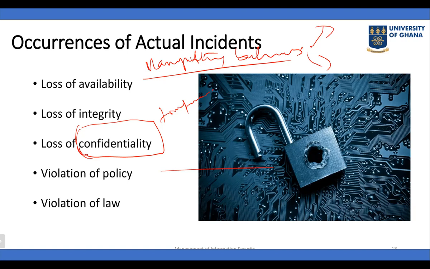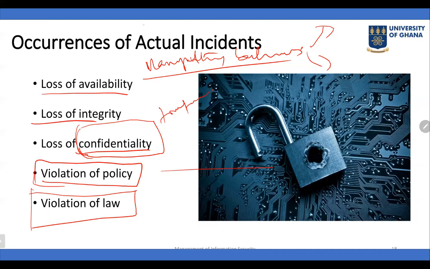Oh, yes. Okay, so occurrence of an incident. When there is an incident, there's a likelihood of loss of availability. You remember we did this, the integrity and also confidentiality. Then also violation of policy, the violation of the law. So when there is an incident, the policy is violated and also the law within the framework is also violated. And availability is lost. Integrity of the data is also lost, and then the data is no longer confidential because unauthorized access has come in to stay.